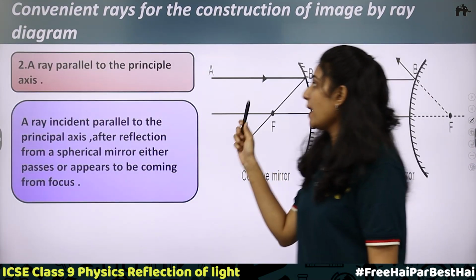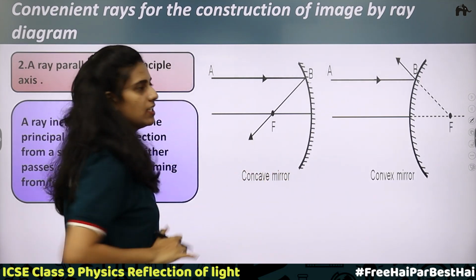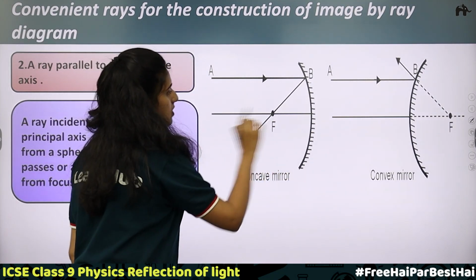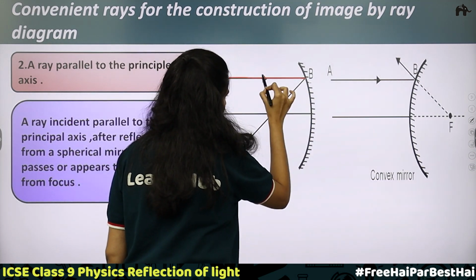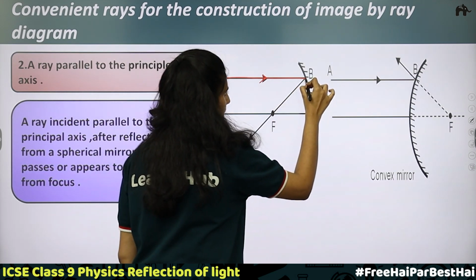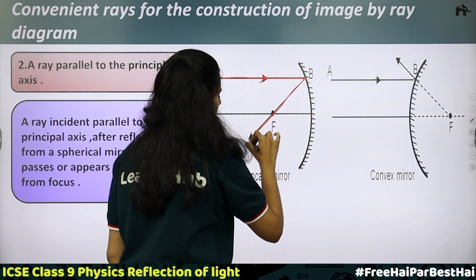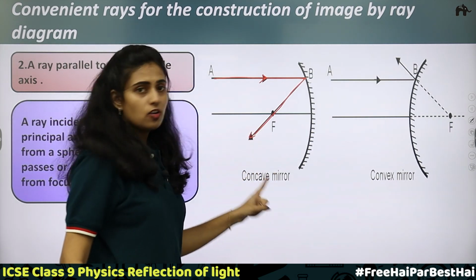Second ray is a ray parallel to the principal axis. So here you can see this is a concave mirror. AB is a light ray which is parallel to the principal axis. This is the incident light ray. B is the point of incidence. After reflection, you can see that the light ray is passing through the focus. The reflected ray is passing through the principal focus of a concave mirror.